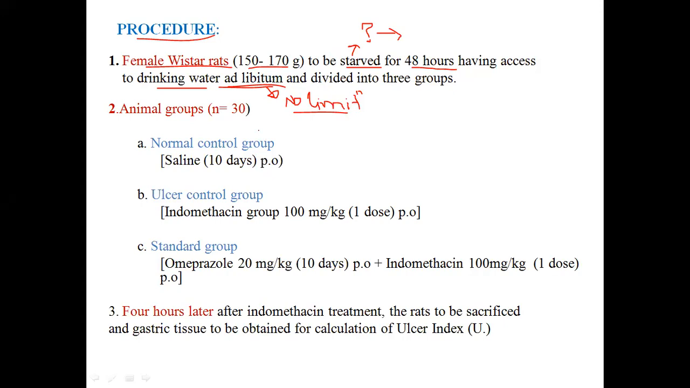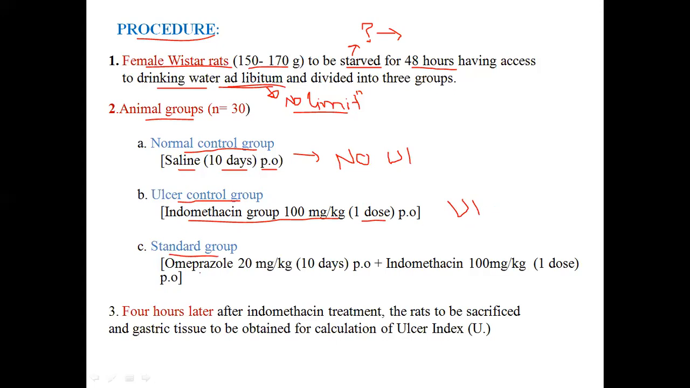Then the animal groupings are like this. First group is the normal control group, so we will give saline solution for 10 days, PO, that is orally. Then the ulcer control group, we will use indomethacin 100 milligram per kg single dose. Only one dose will be sufficient to induce ulceration. In the normal control, there will be no ulceration, but in indomethacin, there will be ample ulceration, a number of ulcerations.